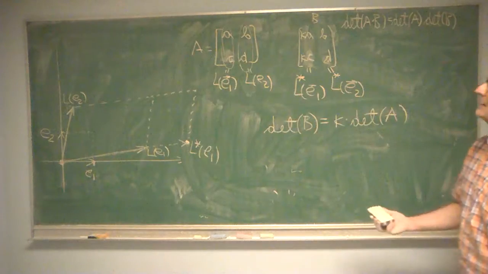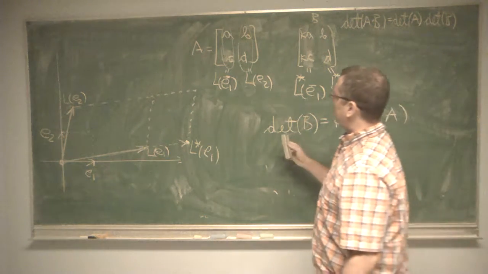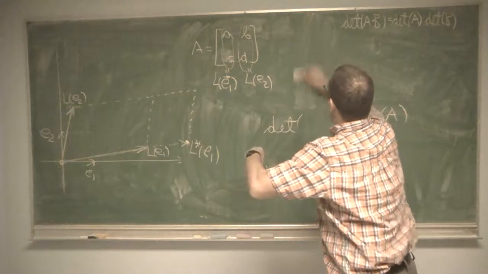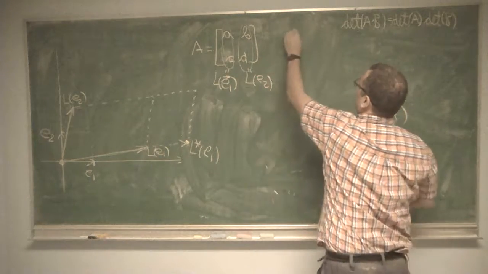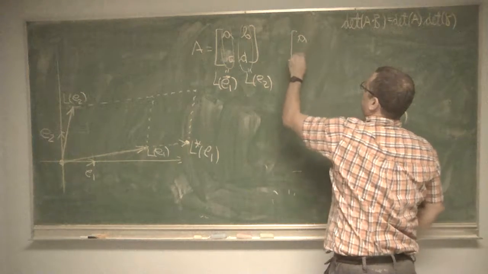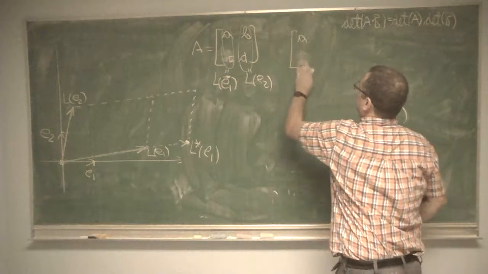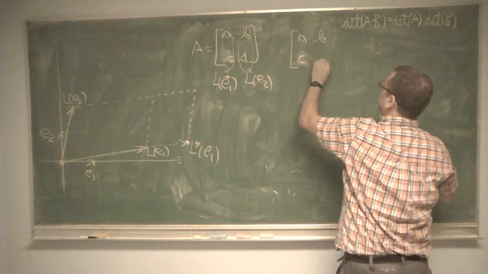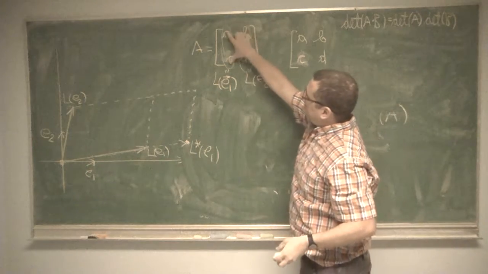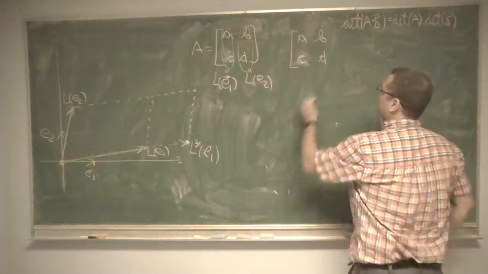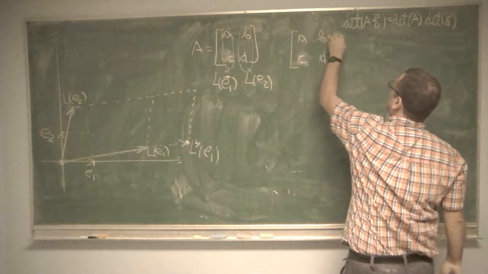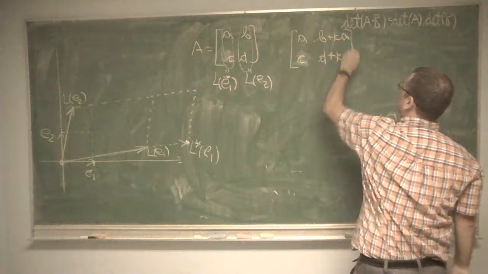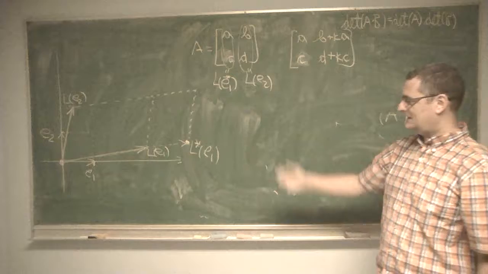And lastly, the last property. So what happens if instead of this matrix, I have a matrix obtained from this one where I don't change anything in the first column, but to the second column, (b, d), I add the first column multiplied by k? So I have plus ka and plus kc here. Okay, what's the effect of that geometrically?